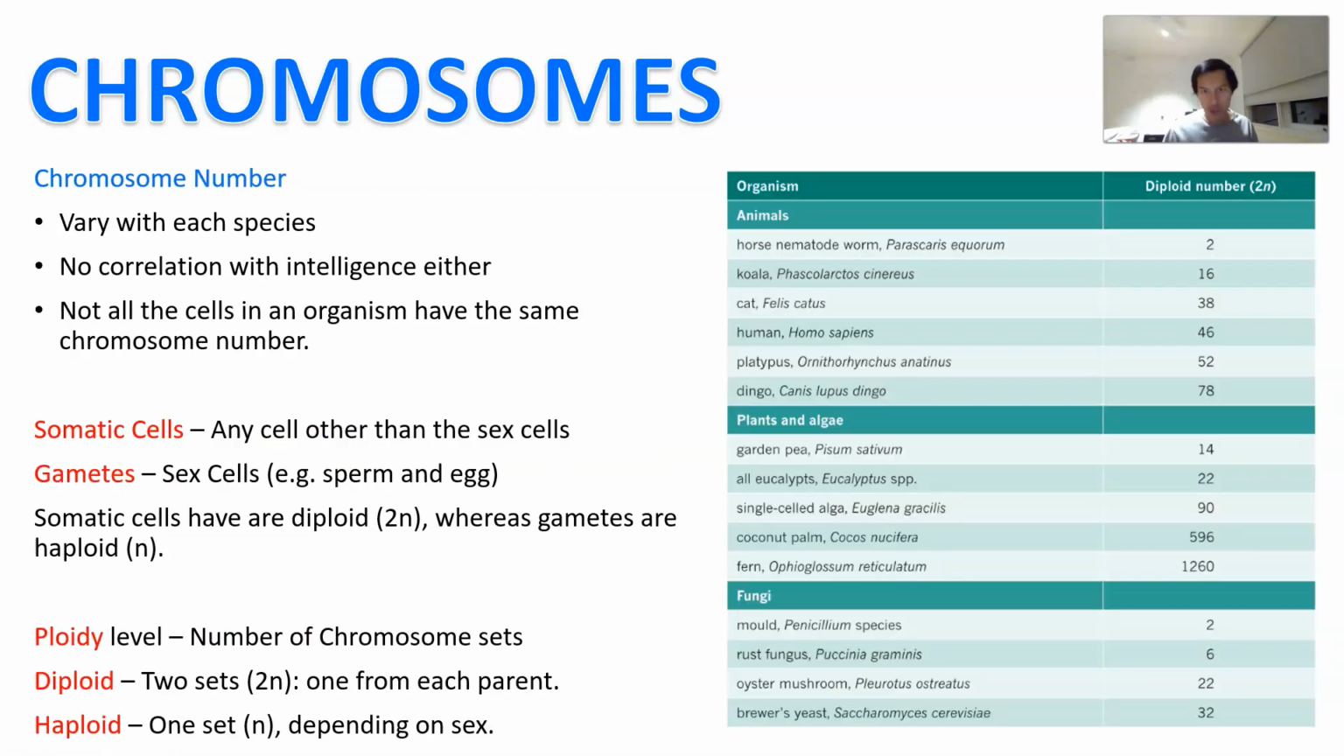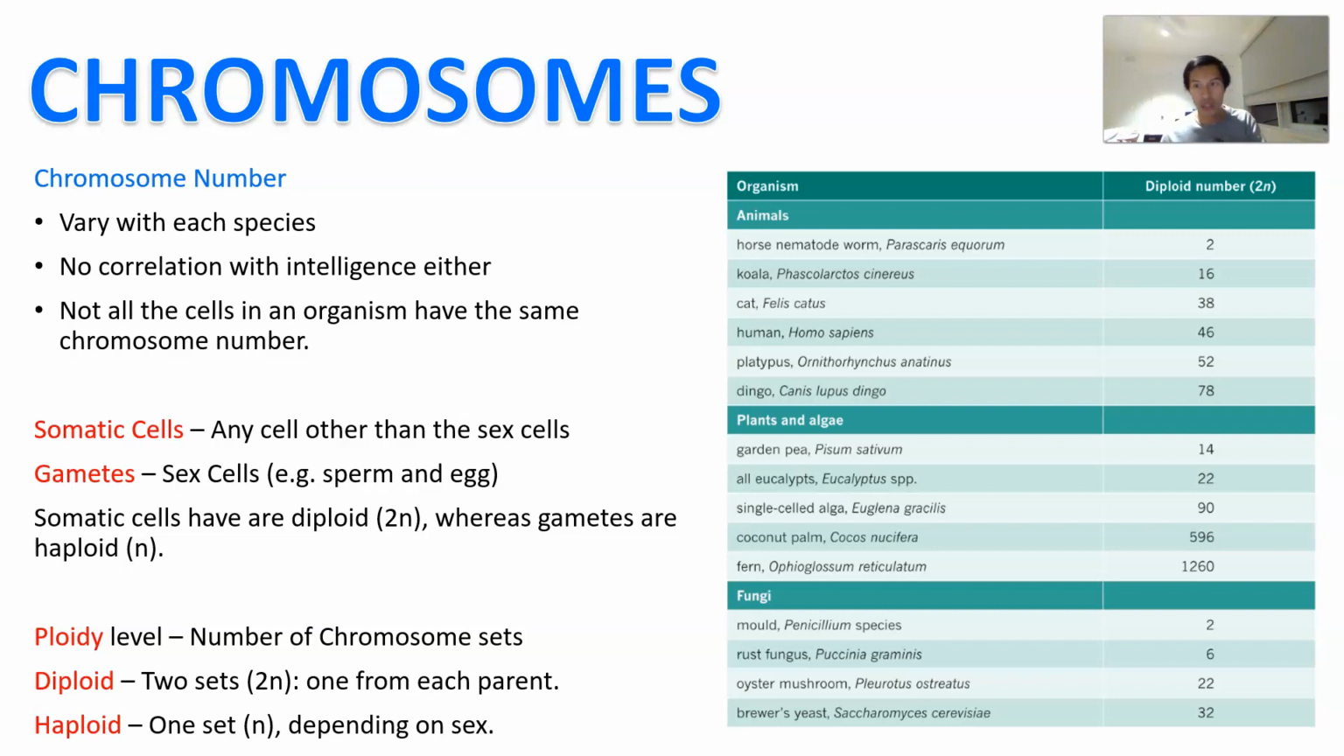Chromosome number usually varies between species. So when you are looking at different species, you're going to find different numbers. For example, nematode worms have 2. Humans have 46 chromosomes. Platypus has 52. Some plants, for example ferns, can have 1,260, and other things can have different numbers as well. So by now you can probably understand that there's no correlation between number of chromosomes and intelligence. It simply gives you the different types of proteins and molecules being produced by the genes.